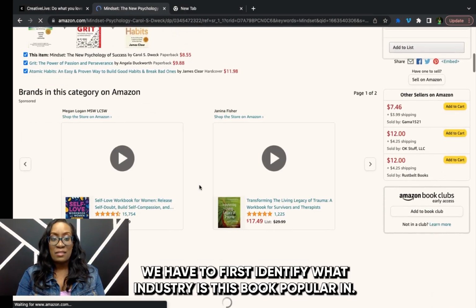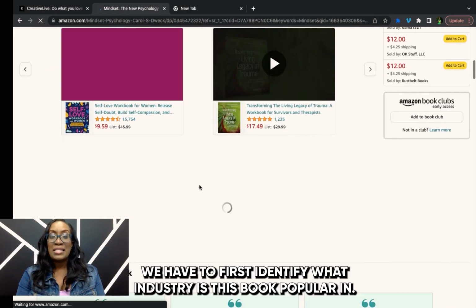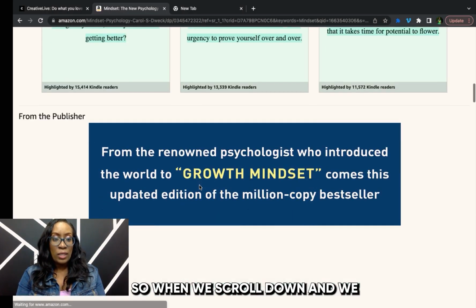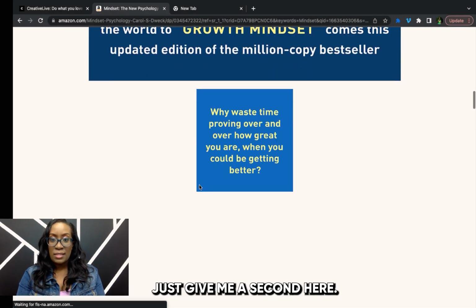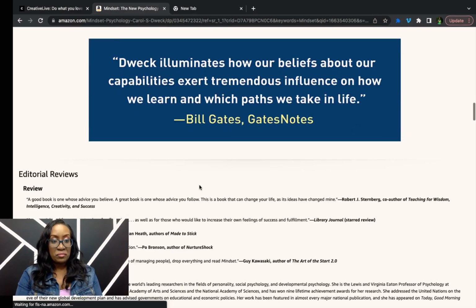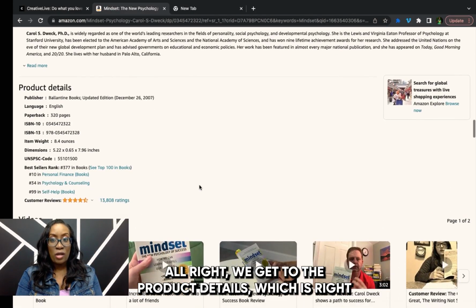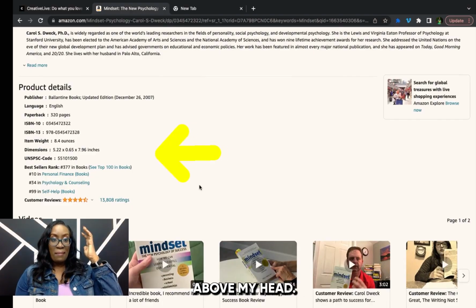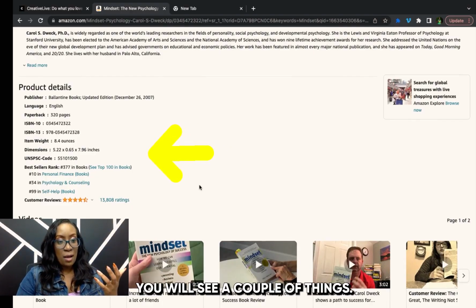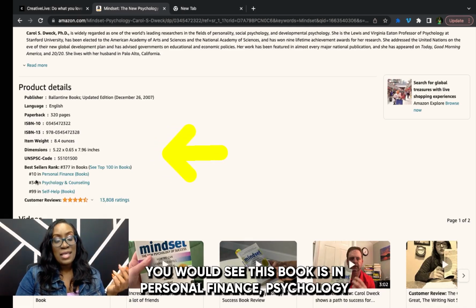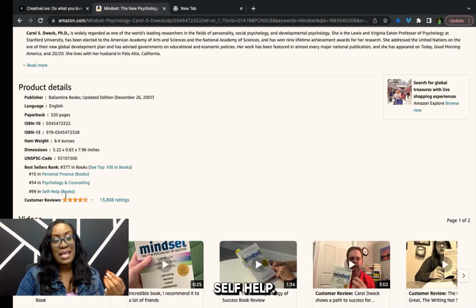We first have to identify what industry this book is popular in. So when we scroll down, just give me a second here. All right, we get to the product details, which is right above my head. You will see a couple of things. You will see the rank in terms of bestseller. You will see this book is in personal finance, psychology and counseling, and self-help.